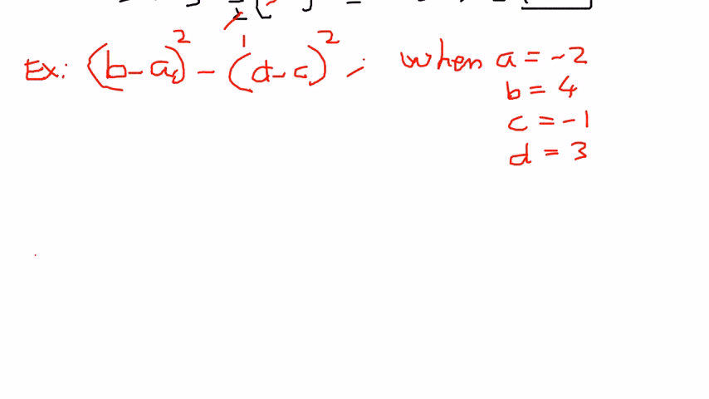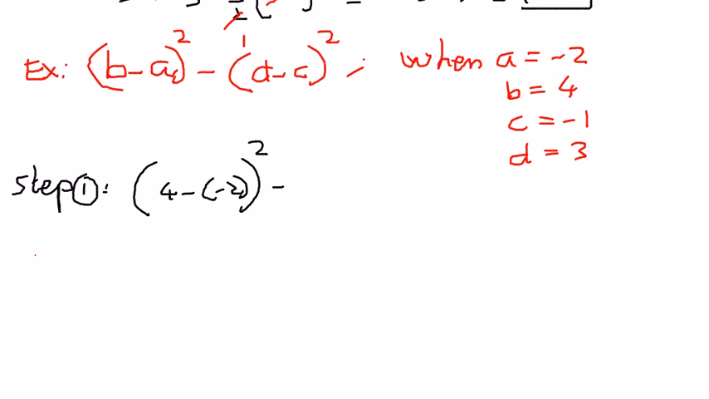Okay, so let us write these in different steps. Step number 1, the open parenthesis, the value of b is 4, the value of a is negative 2, this whole thing raised to the power of 2, minus open parenthesis, the value of d is 3, the value of c is negative 1, this whole thing is raised to the power of 2.